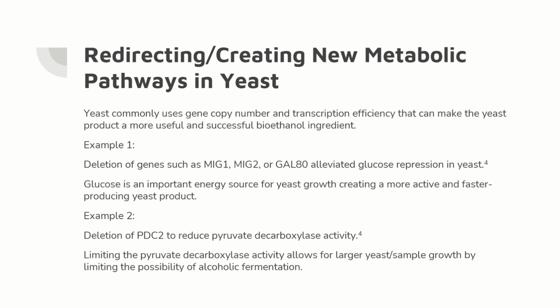Yeast commonly uses gene copy number and transcription efficiency that can make the yeast product a more useful and successful bioethanol ingredient. The first example is deletion of genes such as MIG1, MIG2, or GAL80, which alleviates glucose repression in yeast. Glucose is an important energy source for yeast growth, which creates a more active and faster producing yeast product. The second example is deletion of the PDC2 to reduce pyruvate decarboxylase activity. Limiting this activity allows for larger yeast or sample growth by limiting the possibility of alcoholic fermentation.